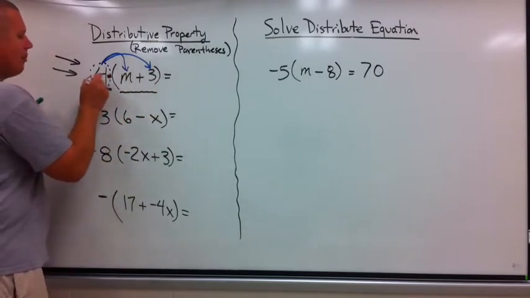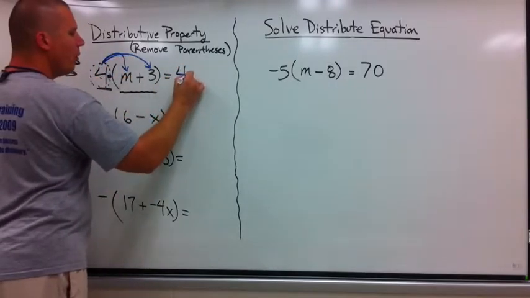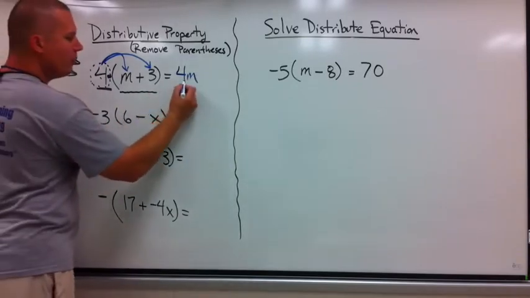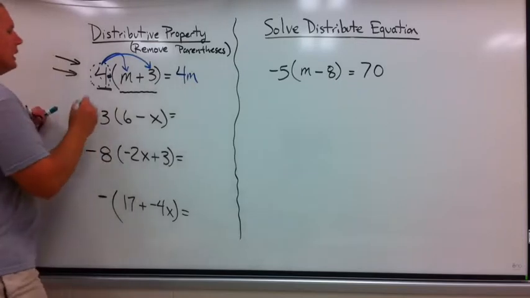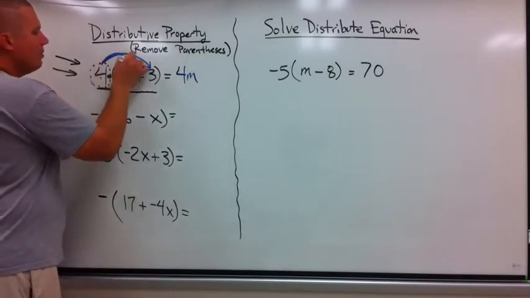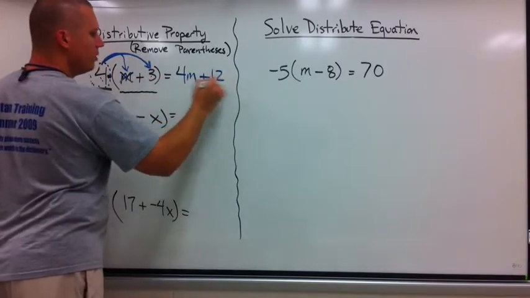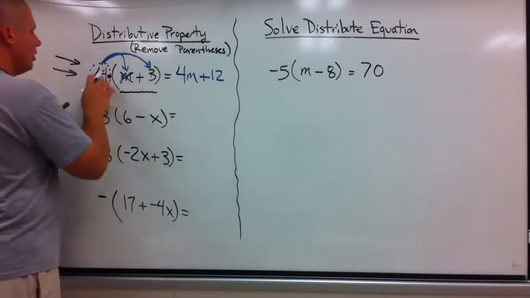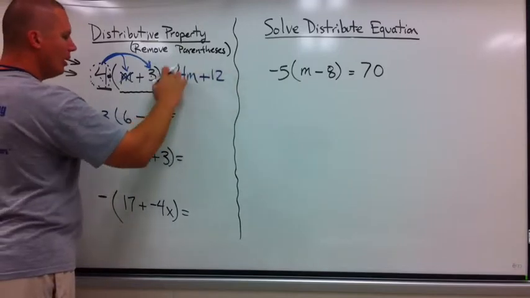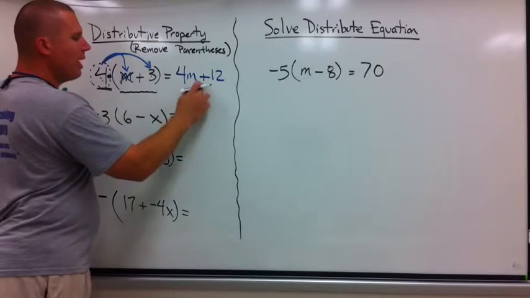Watch. Outside number 4. Jump the fence, 4 times m is 4m. Okay, remember, a number beside a variable stands for multiply. That is done. Cross that off. Jump the fence, 4 times the other number. 4 times 3 is 12. As soon as this jumps over and multiplies by everything, the parentheses are gone. I do not have to rewrite them. Now I have an expression, 4m plus 12.